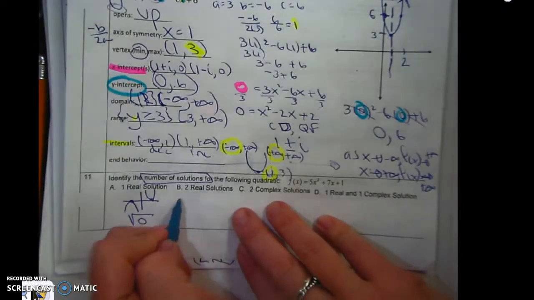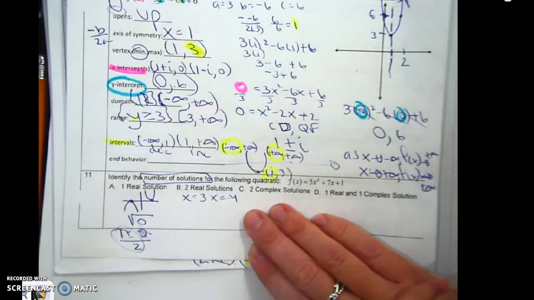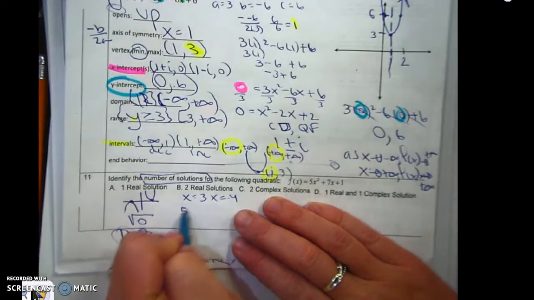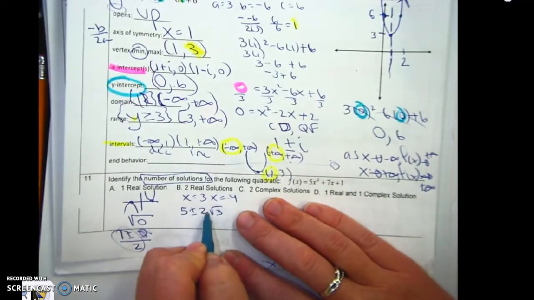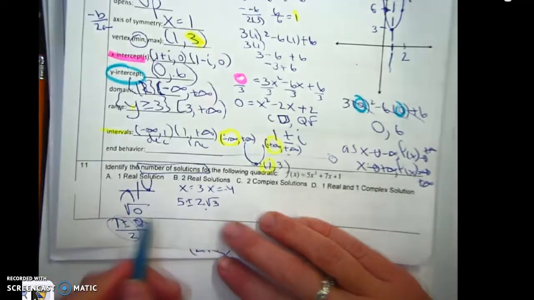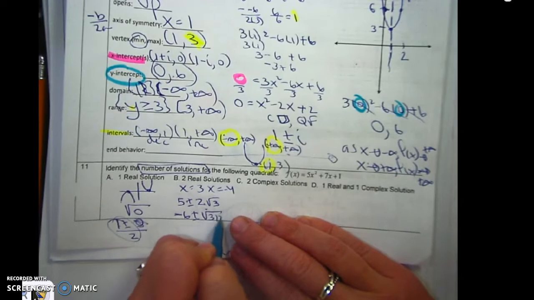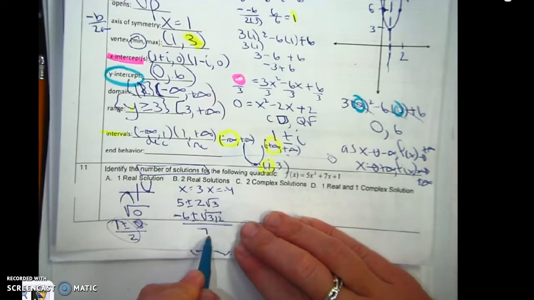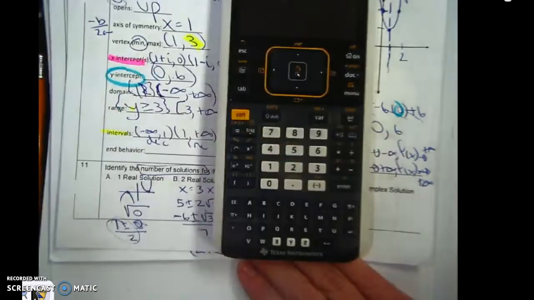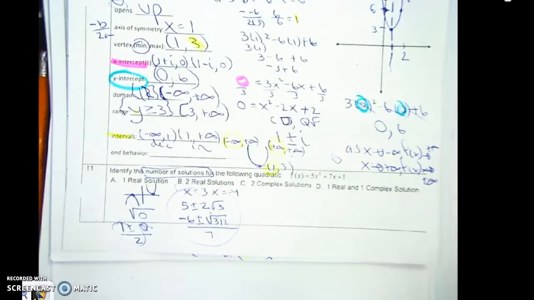2 real solutions is when you get answers like x equals 3 and x equals negative 4. Or you get 5 plus or minus 2 rad 3, because I have 5 plus 2 rad 3, 5 minus 2 rad 3. Another real solution is like negative 6 plus or minus the square root of 312 over 7. I can put all of these in the calculator and get a real answer. And there'll be 2 of them.